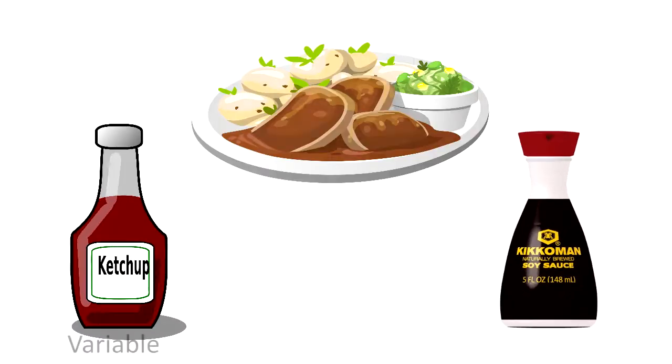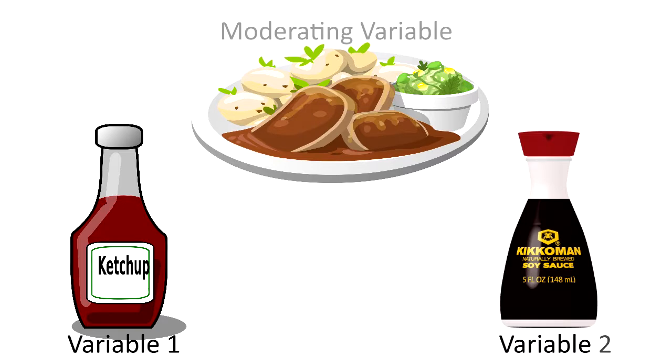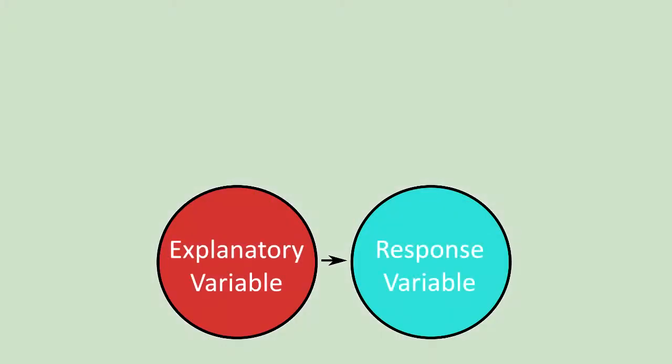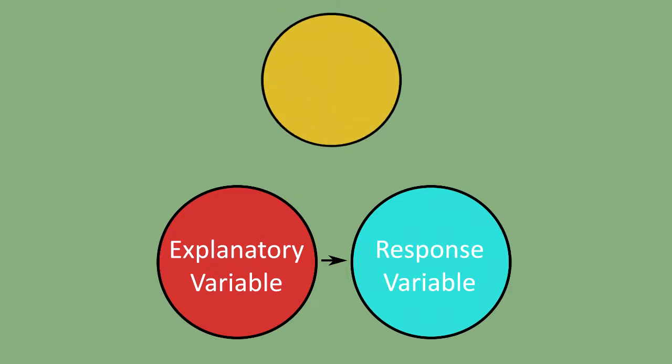In this case, the third variable is referred to as the moderating variable, or simply the moderator. The effect of a moderating variable is often characterized statistically as an interaction, that is, a third variable that affects the direction and/or strength of the relation between your explanatory, or x variable, and your response, or y variable.